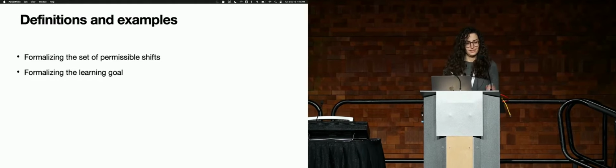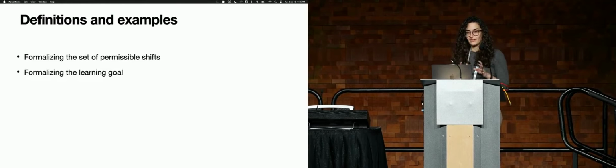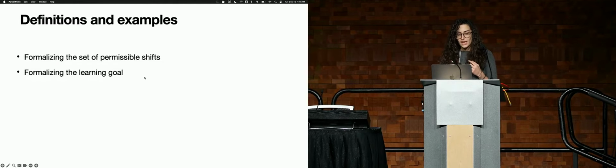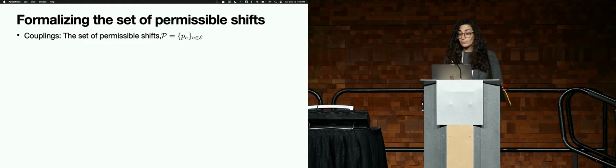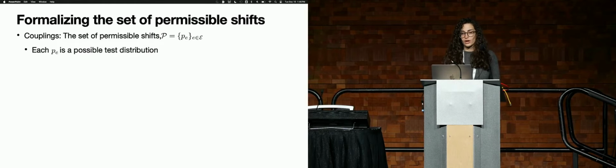Okay, so like Yoav mentioned, I'm going to give some principled approaches in order to formalize a set of permissible distributions, or the set of permissible shifts, and formalize the learning goal. Starting with formalizing the set of permissible shifts, we're going to refer to the set of shifts as a coupling, and we will use a calligraphic P to denote that. This set includes all the permissible distributions that we might see at training or test time. So our test distributions have to be drawn from this coupling. And I'll use E to index the different distributions that exist within the coupling.